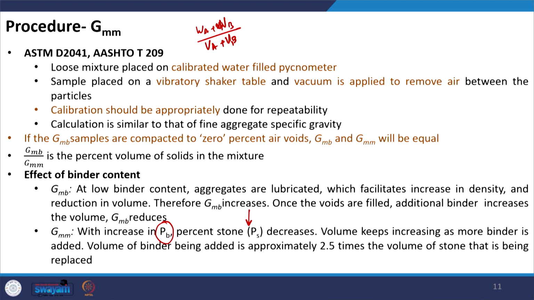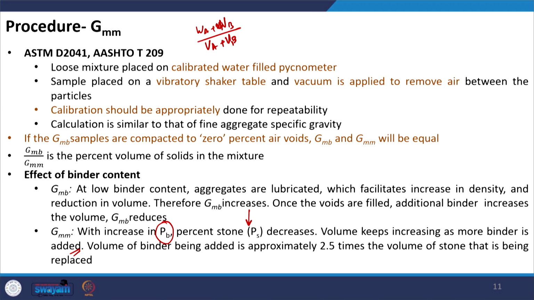And here the volume keeps increasing as more binder is added. So, if we keep on increasing the bitumen content, of course, you have more material in the mix. So, the volume will increase, but here you have to note that this volume replacement of the bitumen is almost 2.5 times of the volume of the stone that is being replaced. And why I say that? Let us say you have a bitumen, its typical specific gravity is 1.02, alright, and aggregate can have a specific gravity, let us say, of around 2.5, 2.6 or something like that.